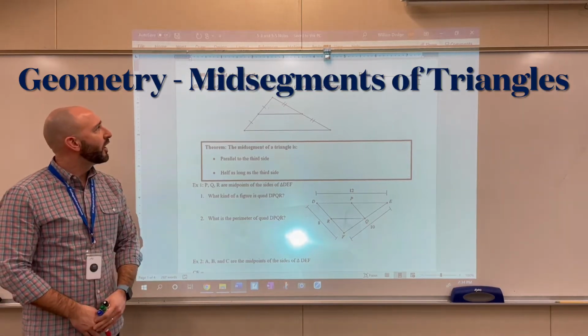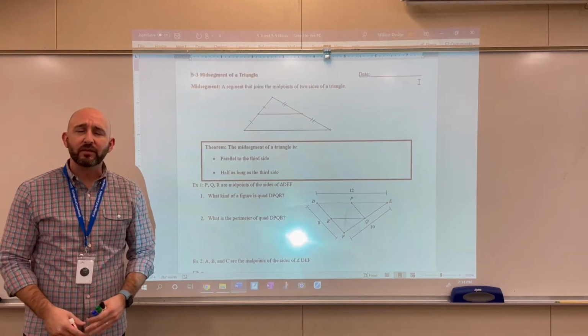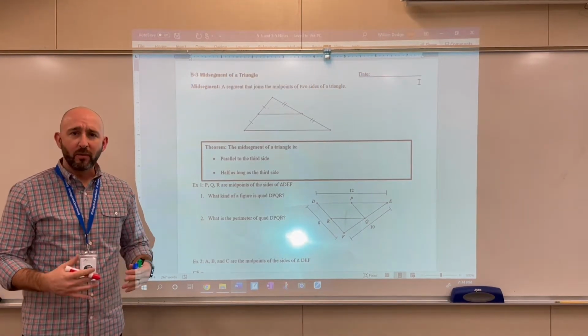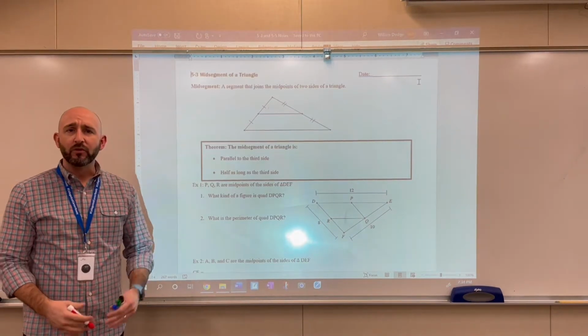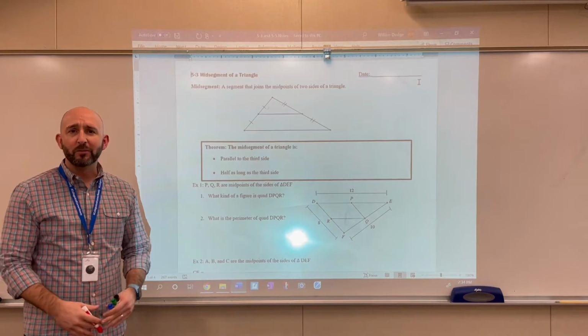So today we're going to talk about mid-segments of a triangle. We'll define what that means, and then we'll also talk about some helpful properties. And then what we'll do is we'll try some problems, and hopefully you'll be able to go on and do some problems on your own to be successful.